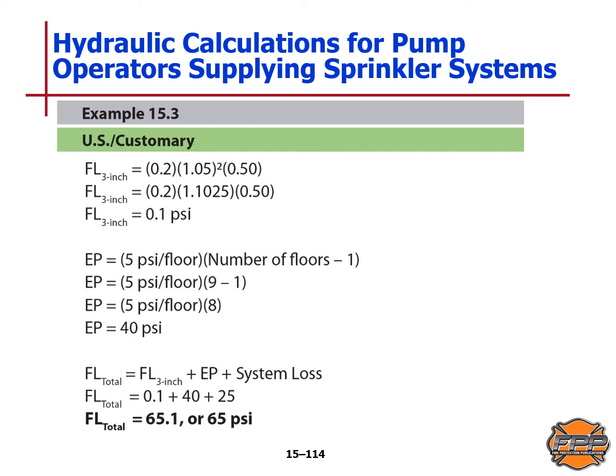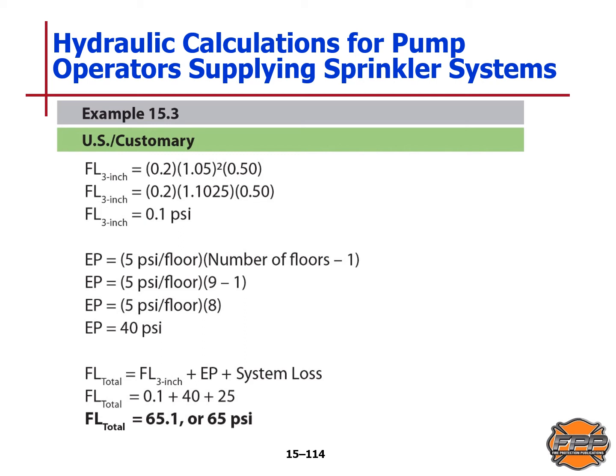Now you have elevation pressure. That is 5 psi per floor times the number of floors minus 1. So your elevation pressure is 5 psi per floor, which is 9 minus 1. So the elevation pressure is 5 psi per floor times 8. So your elevation pressure is 40 psi.